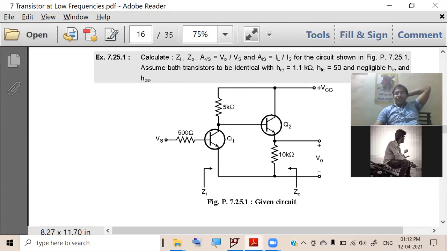What I want you to do is, I already told you ZI. ZI is HIE, so the direct answer is 1.1. The AVS formula I gave you. Try replacing the values, then go for AIS.